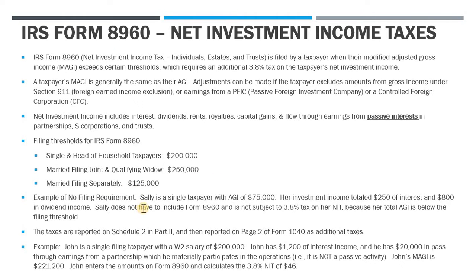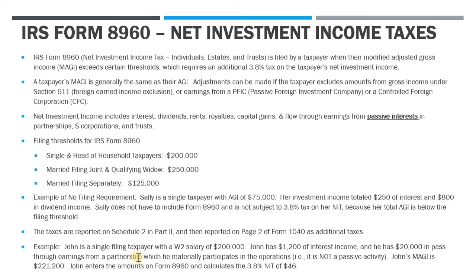Okay, so if we look at an example where you wouldn't have to file this, let's say we have Sally here. She's a single filing taxpayer with AGI of $75K. Her investment income was $250 of interest that she earned on a savings account, and then she had $800 in dividend income. In this situation here, Sally doesn't have to do an 8960, and she's not subject to the 3.8% tax on her investment income because her total AGI is below this threshold, right? So she can ignore it. It's only if your modified AGI is above these amounts that you have to bother with this. Okay, so let's look at our example here for John.